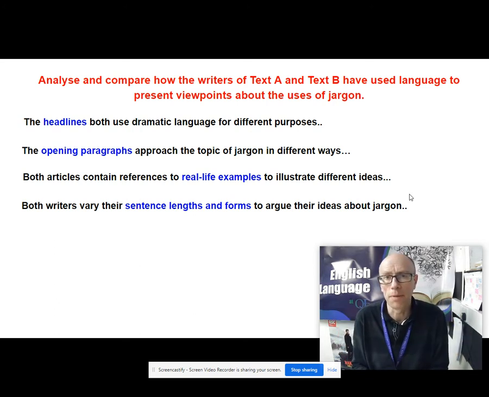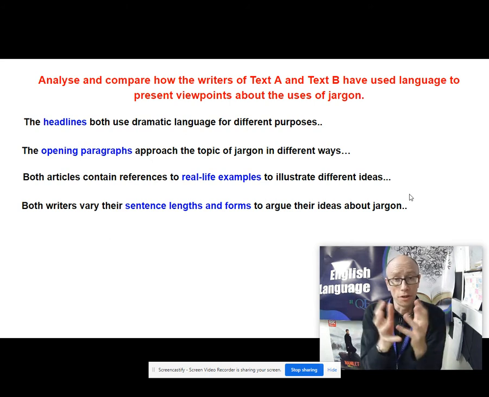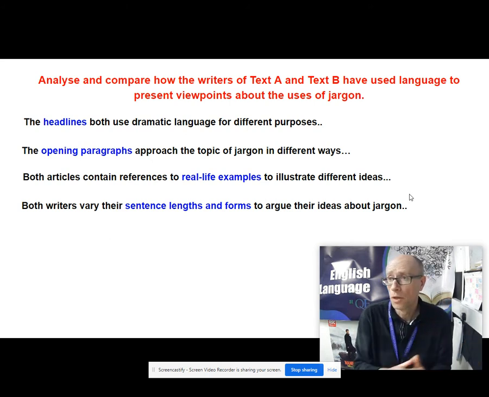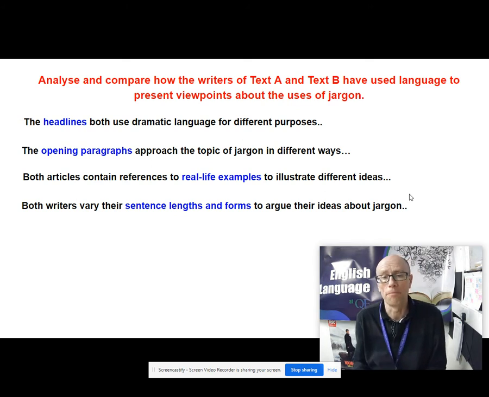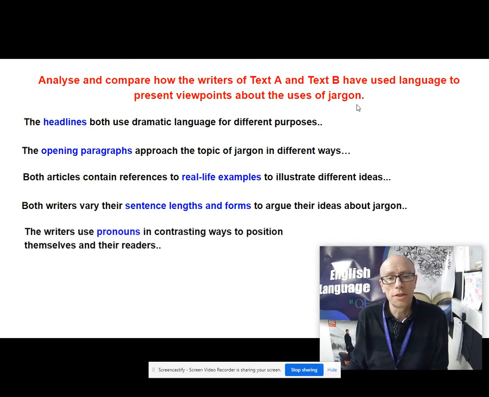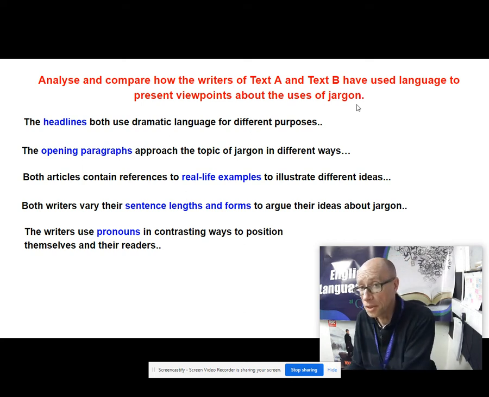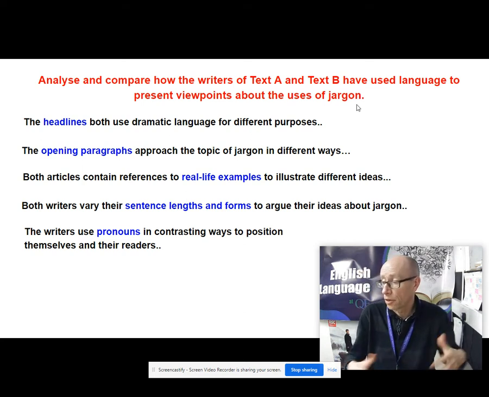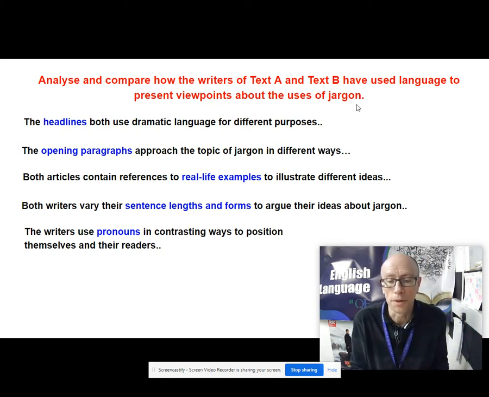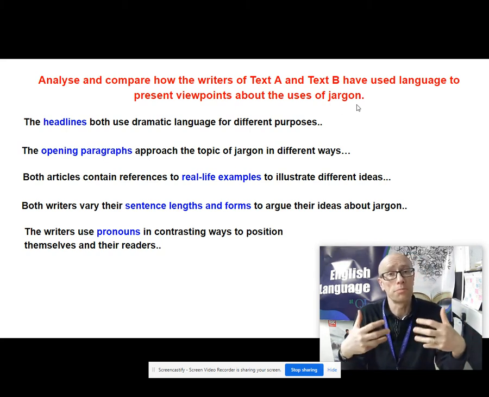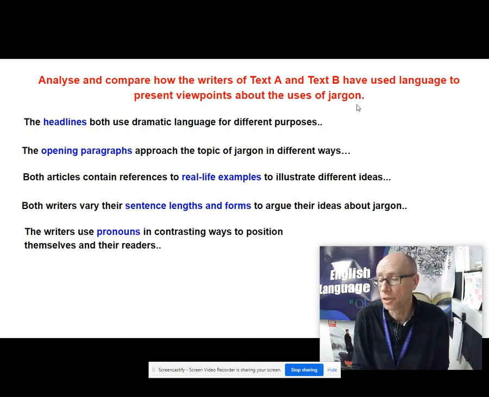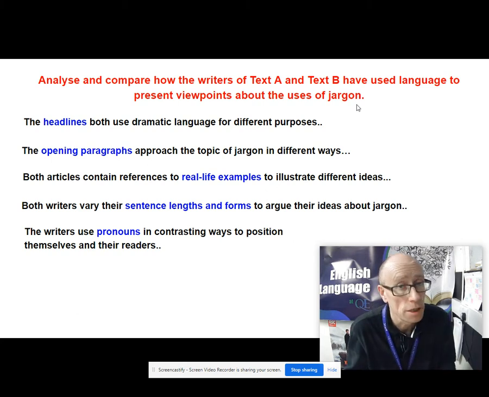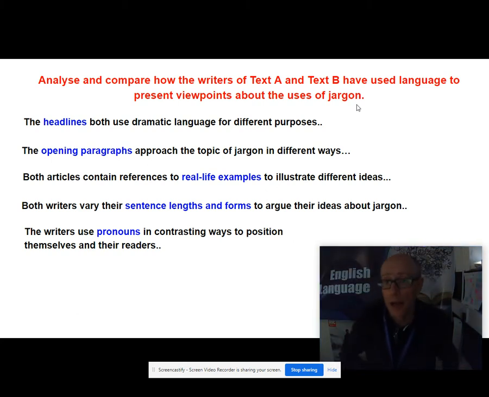So that's where you could be talking about things like the non-standard sentences that we saw in the last one, or the use of questions as well. The writers use pronouns in contrasting ways to position themselves and their readers. So that's an interesting one, isn't it? Because on the first one, you could talk about the first person singular pronouns, where she's producing anecdotal evidence. And in that second one, you could talk about the use of the first person plural pronouns, where he's talking about we, us, and our as members of a discourse community.